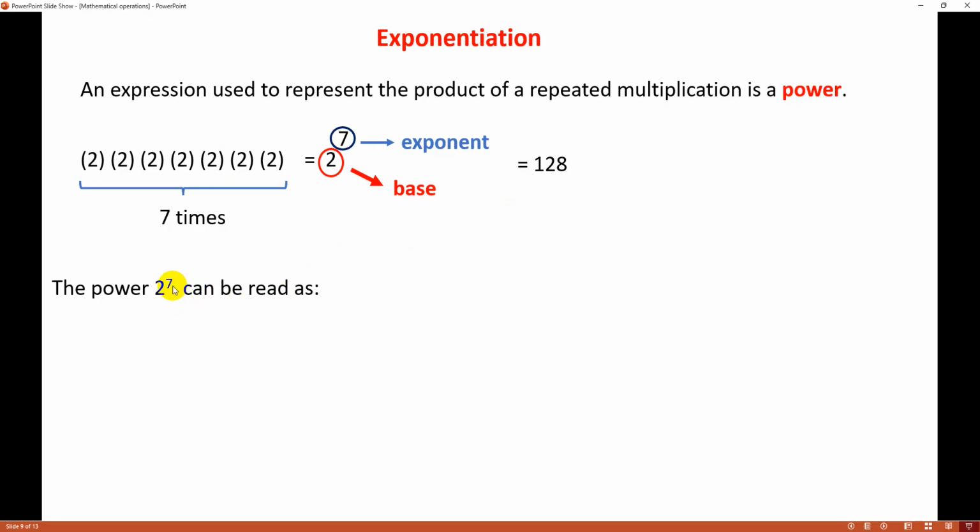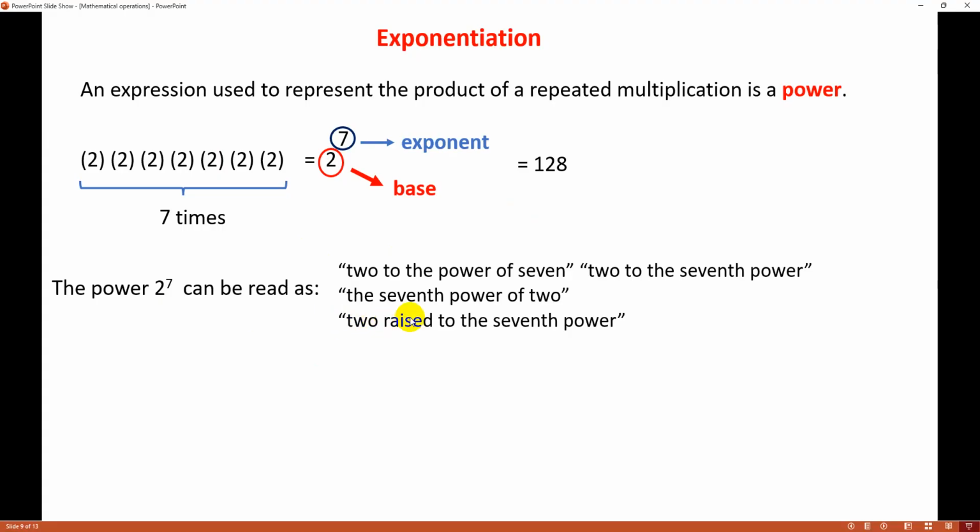The power 2 to the 7 can be read as 2 to the power of 7, or 2 to the 7th power, or the 7th power of 2, or 2 raised to the 7th power. So there are different ways to refer to this expression here. I usually use 2 to the power of 7, or sometimes I say 2 to the 7 to be short.